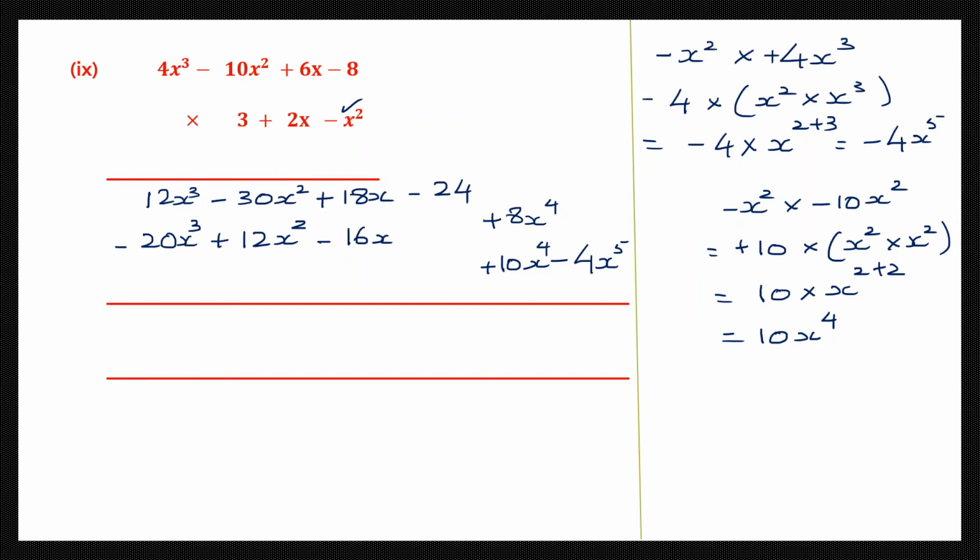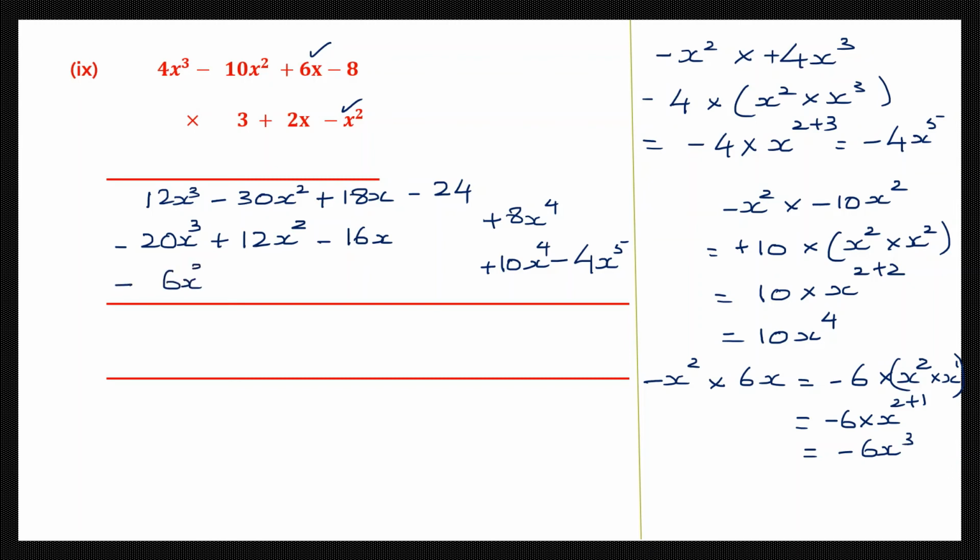Let's take minus x square and 6x. So minus x square into 6x. So the sign is minus into plus is minus. The number is 6 and the literals are x to the power of 2 into x to the power of 1, which is minus 6 into x to the power of 2 plus 1, which is minus 6x to the power of 3. So here we have a column. Let's write it, minus 6x to the power of 3.